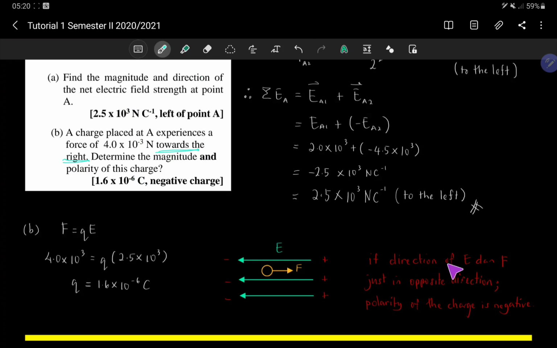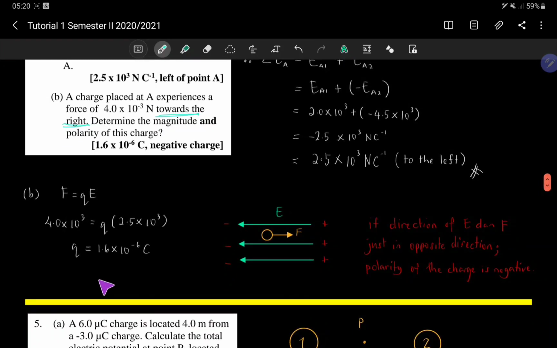So if the directions of E and F are opposite, the polarity of the charge is negative. How do we know? Again, because the particle is attracted towards the positive area, and the best particle attracted by a positive area is a negative charge. So this is the answer. Q that we get is 1.6 exponent negative 6 coulomb, where the charge is negative. So we write down the answer: Q equals negative 1.6 times 10 to the power of negative 6 coulomb. So this is the answer.